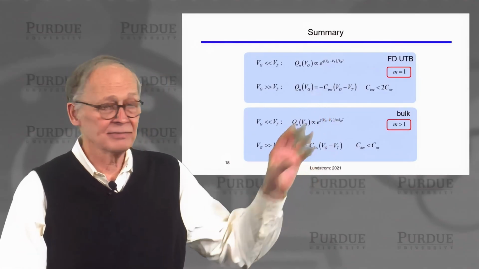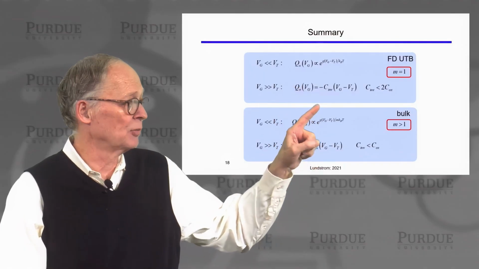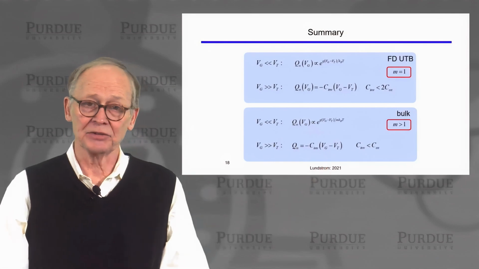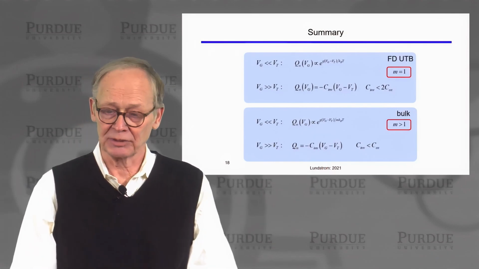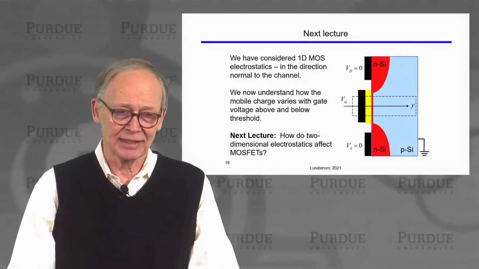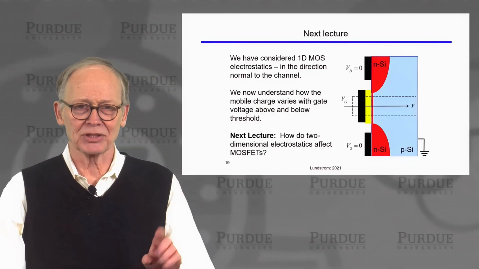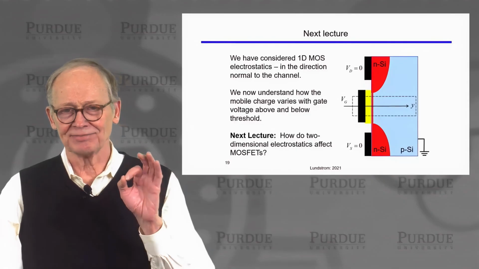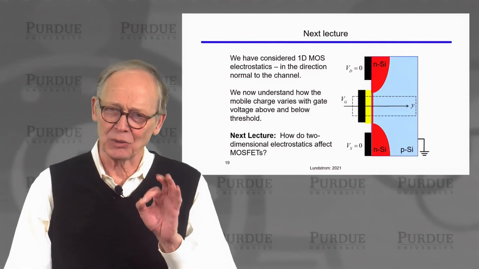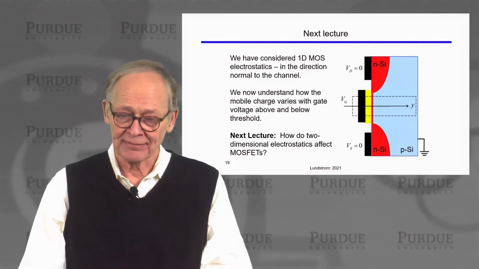Above threshold, both systems behave the same. The mobile charge is the total gate capacitance times (Vg - Vt). It varies linearly with gate voltage. All right, we have derived this expression that we used way back in the beginning of the course. Mobile charge is minus oxide capacitance times (Vg - Vt), and we've learned it's not quite the oxide capacitance, but it's close. Now we're ready to move on.